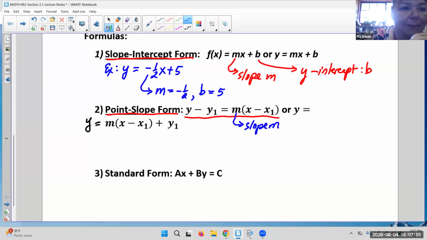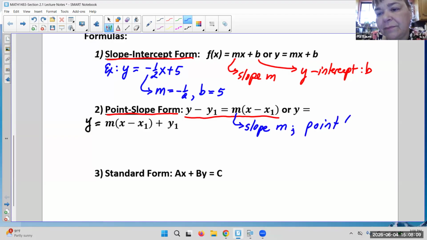However, that x1 and that y1 are actually just any point. So you have the point x1, y1. It's not the y-intercept. It's not the x-intercept. It's just any point on the line.